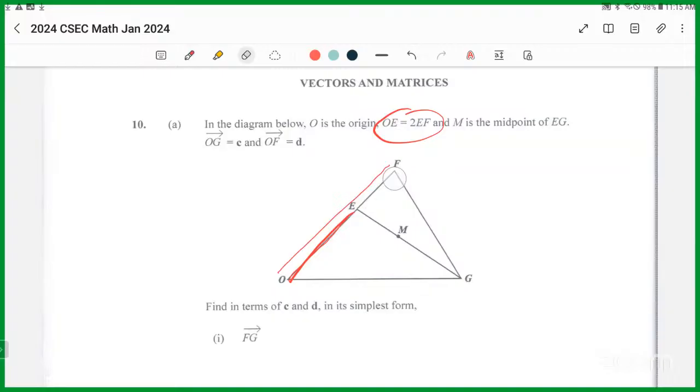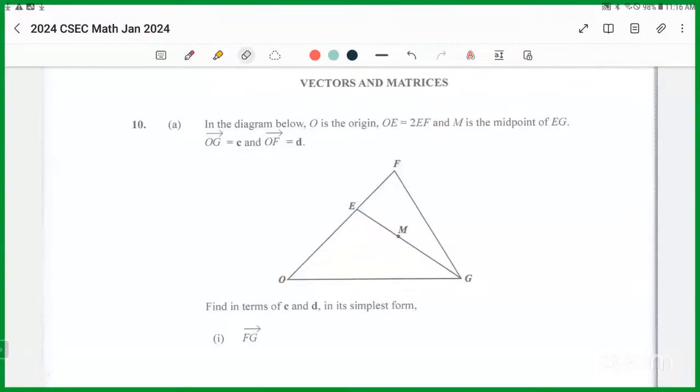So if you notice, in this question, they're telling us the vector OF right here. So they've given us the full length vector. But we would want to know what part of that vector is the OE. And a way to do that is to put this information on the diagram. So what they said is that this length OE, sorry, has 2 EFs in it.